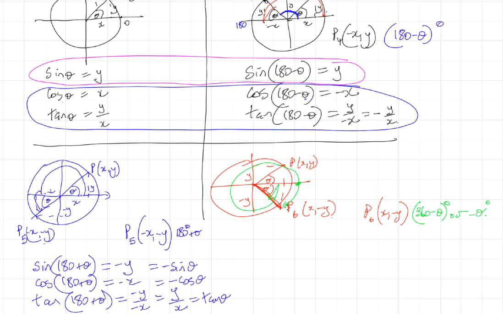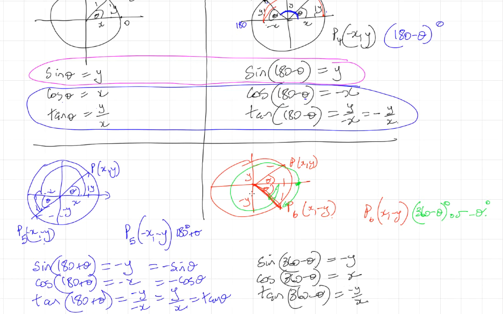And so what is the sine at P6? What is the sine of 360 minus theta? Sine is the y coordinate, so that's negative y. The cos of 360 minus theta is the x coordinate, so x, and then the tan of 360 minus theta. Now, bearing in mind that instead of 360 minus theta we could have just written minus theta here, tan is the y coordinate divided by the x, so that's negative y over x.